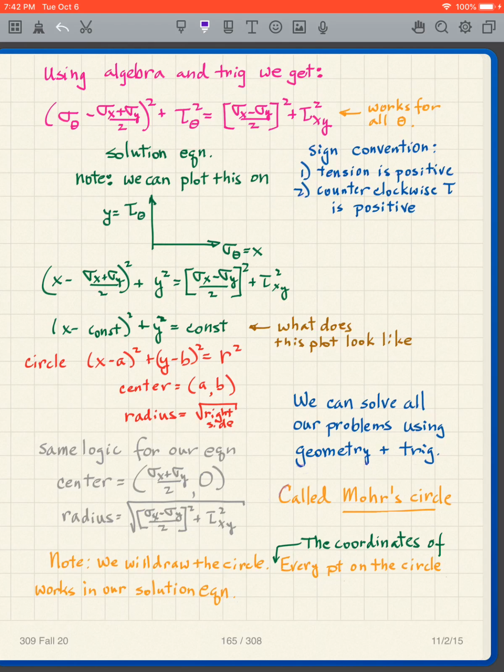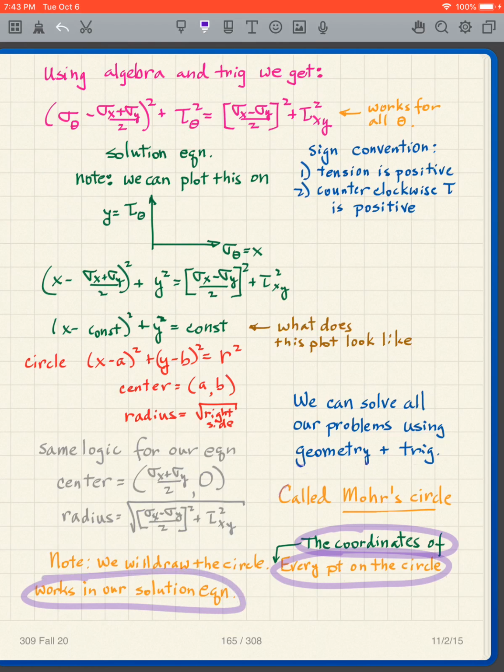And some people use a slightly different sign convention, so this is not set in stone like the shear and bending moment diagrams are. But you can work with either sign convention, and you'll get the same result as long as you're consistent with what your sign convention is. So what we're going to do is draw the circle, and what we know is that the coordinates of every point on the circle work in our solution equation. So that's the idea behind it.